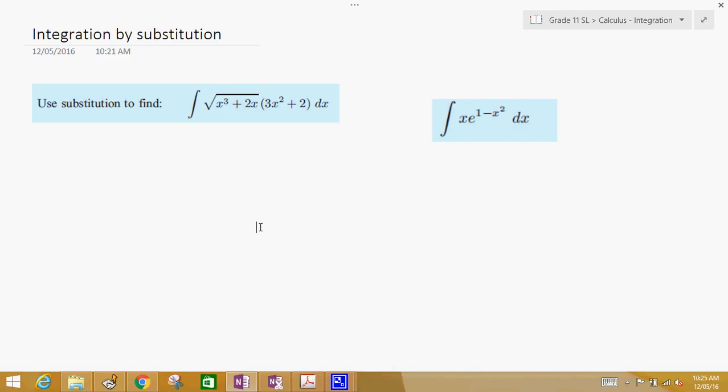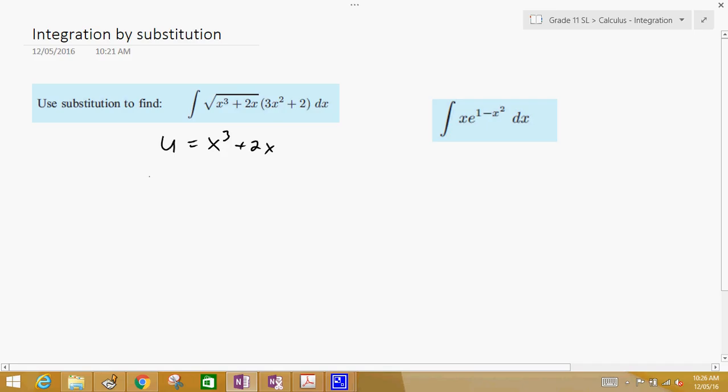So for instance, if I have to find the integral of the root of x cubed plus 2x times 3x squared plus 2 dx. That one, I don't know how to integrate. So what I'm going to do is play around with it using this substitution method that makes it easier for me to integrate. First I'm going to make u equal to x to the power 3 plus 2x.